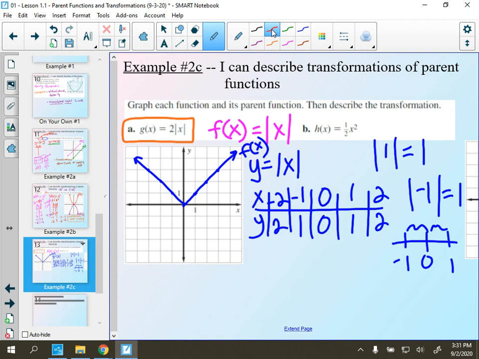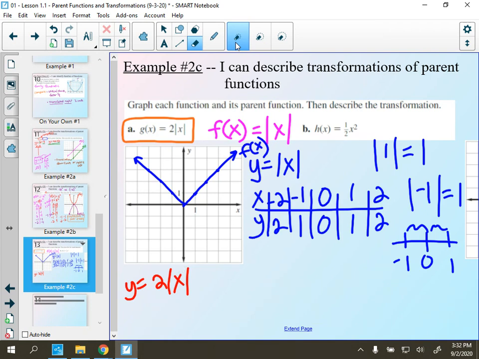Lastly, let's graph this one. y equals 2 times the absolute value of x. It's kind of like the last one where there's an order of operations that I have to follow here. I have to find the absolute value first, and then multiply that by 2.